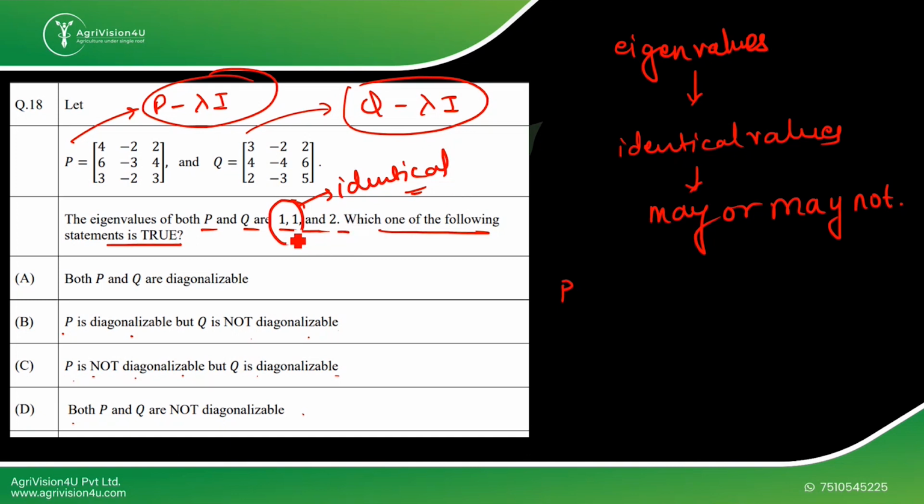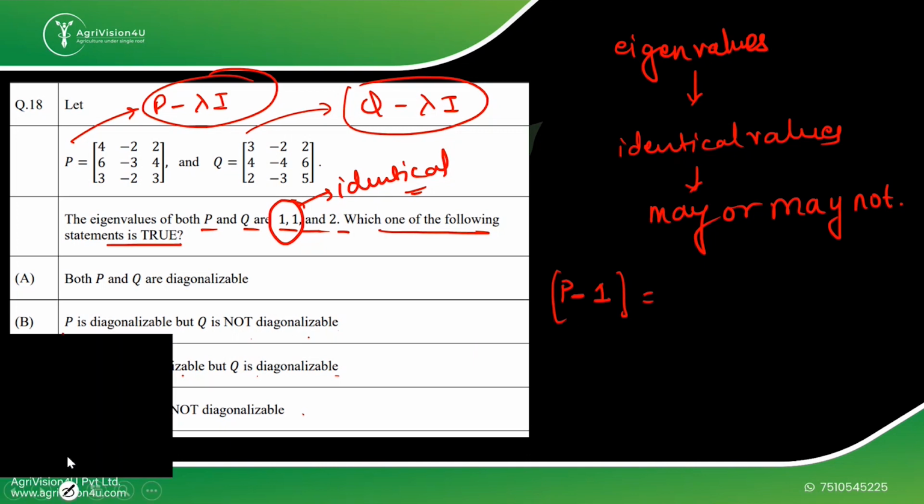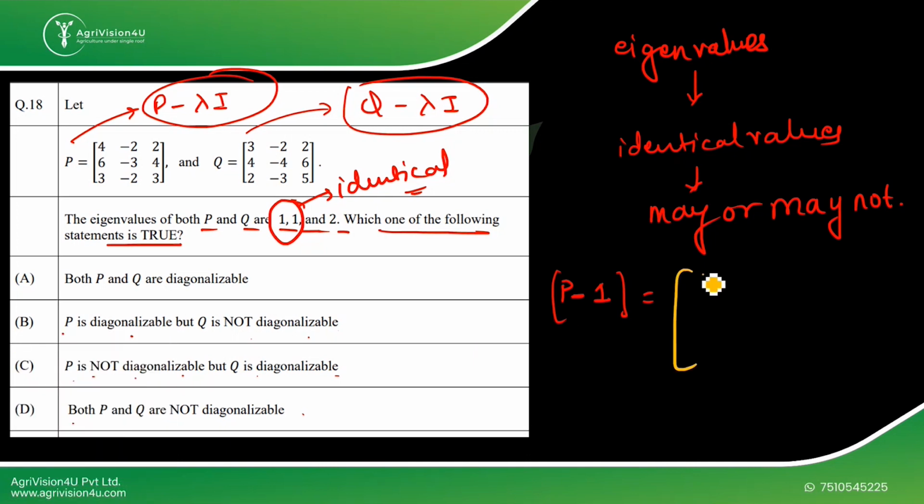First, eigenvalue we can take 1. So P minus lambda I, where lambda is the eigenvalue. And what is I again? I is 1, right? So P minus I is one new matrix that you have to create, and it will be 3 minus 2, 2, then 6 minus 4, 4, 3 minus 2, 2, right? And if you calculate this, what will you see?